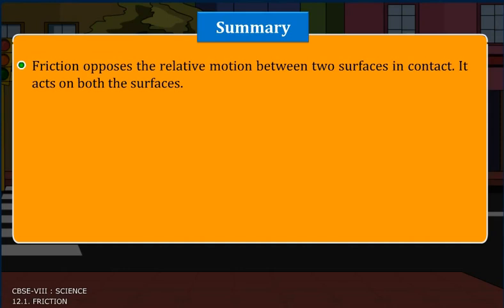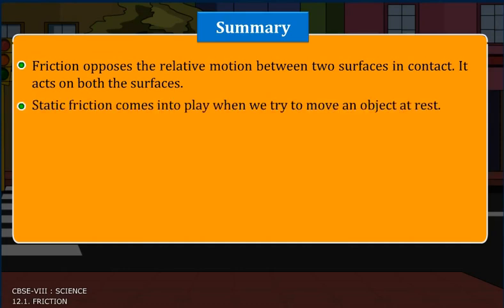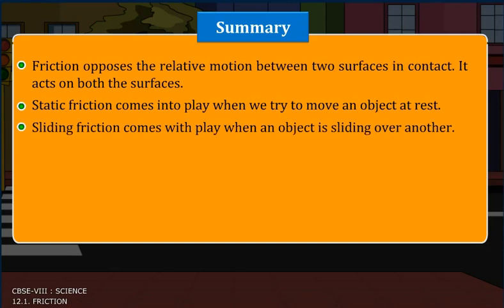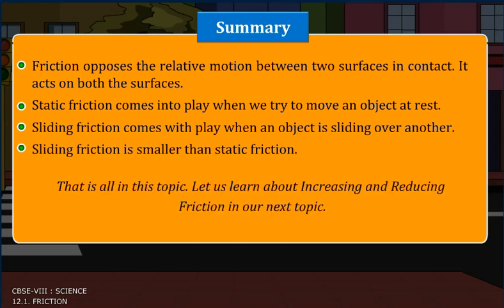Summary: friction opposes the relative motion between two surfaces in contact. It acts on both the surfaces. Static friction comes into play when we try to move an object at rest. Sliding friction comes into play when an object is sliding over another. Sliding friction is smaller than static friction. That is all in this topic. Let us learn about increasing and reducing friction in our next topic.